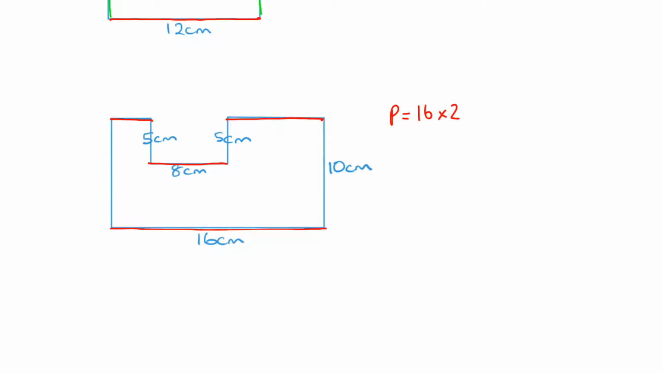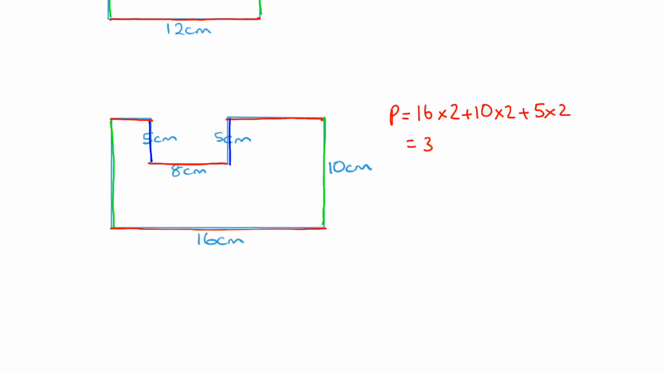and we've got this line and this line are the same length as each other. So they're both 10 centimetres. So we've got 10 times 2 for the green lines. And then don't forget, there's 2 lines that we've not got yet. This one and this one. And they're 5 each. So we've got 5 times 2 to add on to that.